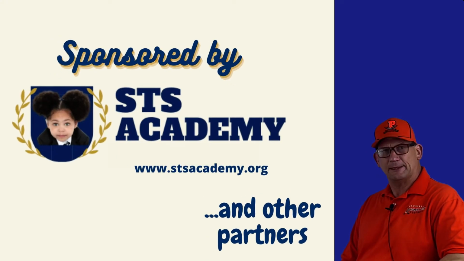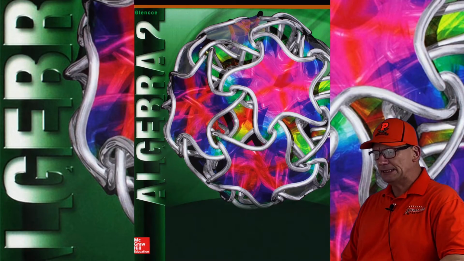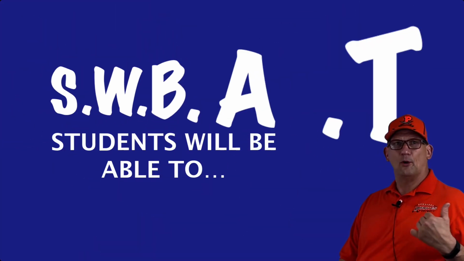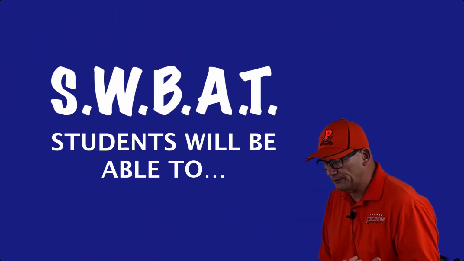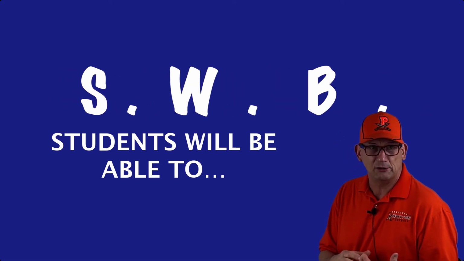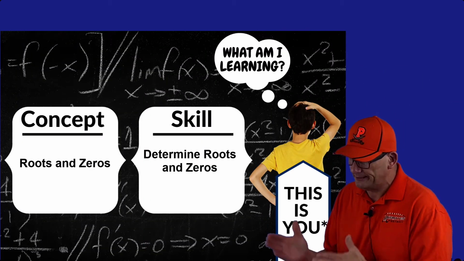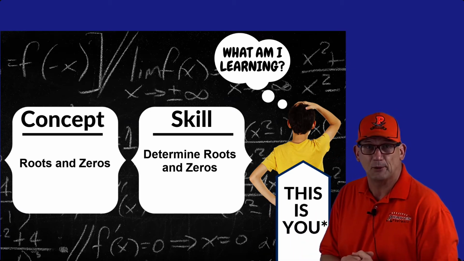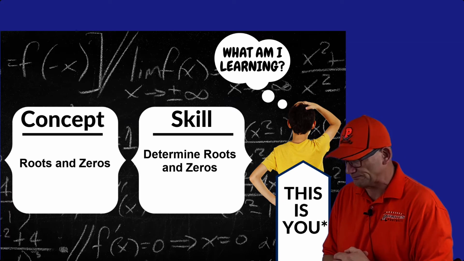So we're looking at Chapter 5, Unit 7, Roots and Zeros. After watching this video, students will be able to determine the types and number of roots. So the concept is roots and zeros. The skill is being able to determine them. Okay? So what do you say we get started?